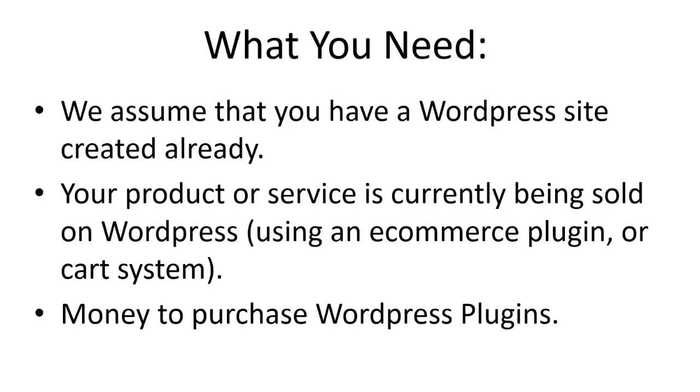Now, in terms of what you need, we're going to assume that you already have a WordPress site created already. And we're going to assume that your product or service is currently being sold on WordPress. In other words, you're using something like an e-commerce plugin like WooCommerce or a cart system. In order for the WordPress affiliate system to make sense, you have to be selling something on your WordPress site, right? If you're using a third-party cart system and you are not really selling it on your WordPress site, rather you're selling it, let's say, on a third-party site, then it doesn't really make a lot of sense.